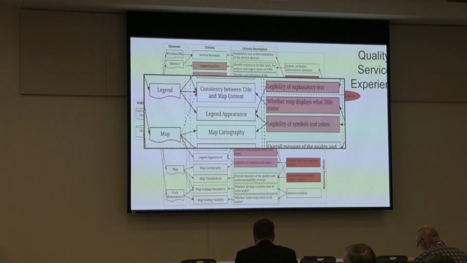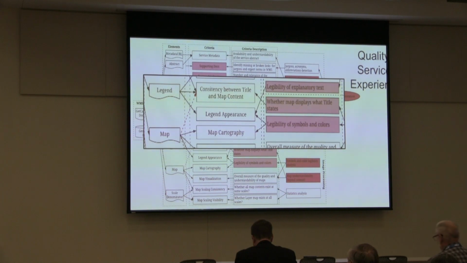So as you can see here, I think maybe that was too small. So things like legibility of explanatory text, or whether the map displays what the title states, legibility of symbols and colors. All those were, for example, details of a quality of experience when looking at a map.